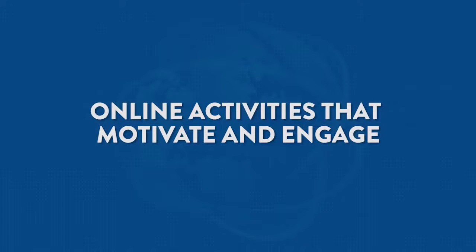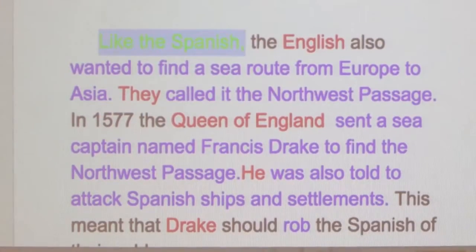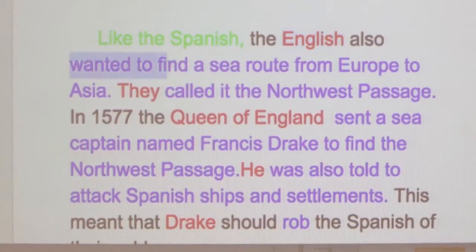Okay, who's this? Kevin and Oscar. So right off the bat, you have that clause, so that's good. In this case, you have the English wanted to find a sea route.